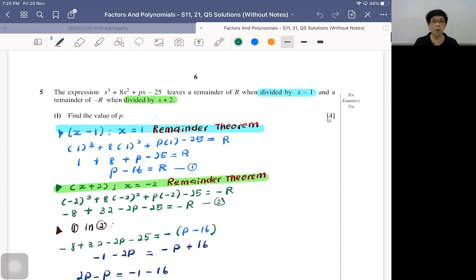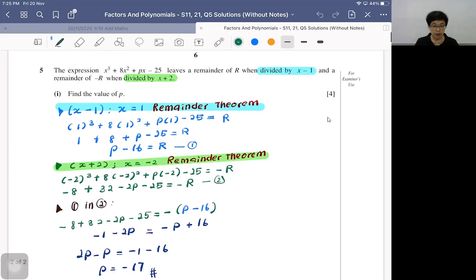Let's go and get more experience by solving this question. It was given to us as the assignment to find the value of p. The clue was given, and I have highlighted the key thing for you to look at. From the sentence, the expression is a polynomial, and this is a cubic, and they say it leaves a remainder. This word gives you a pointer that this will invoke the remainder theorem. That's how we're going to start.